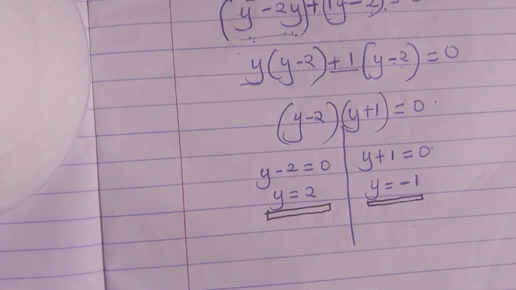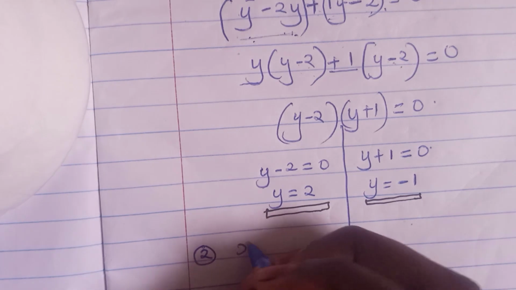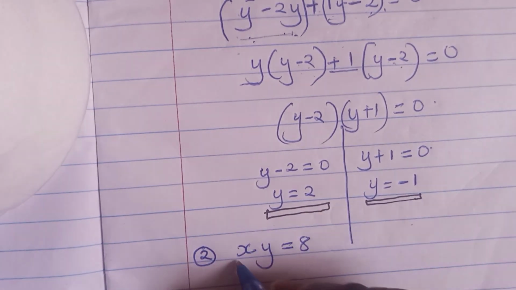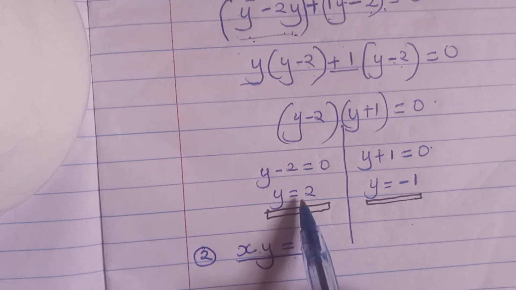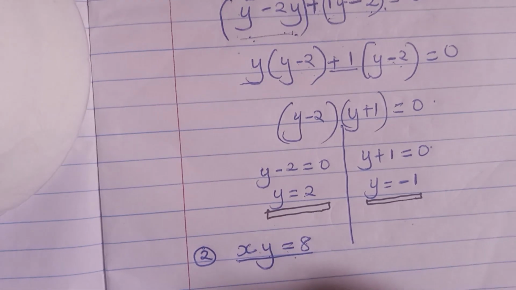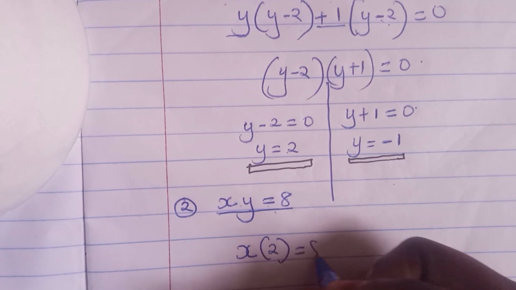We want to find now the value of x. We have found the value of y, so we can now find the value of x. Remember this equation 2, which states xy equals 8. And I have the value of y, which is 2. So x into 2 equals 8.